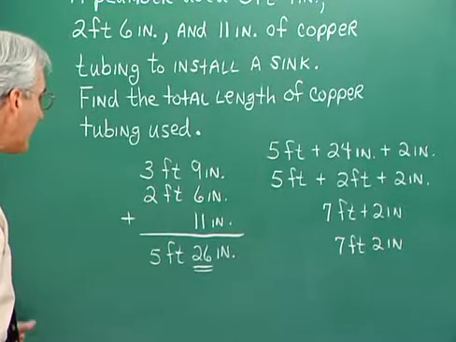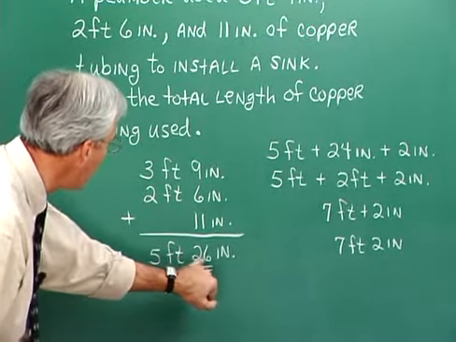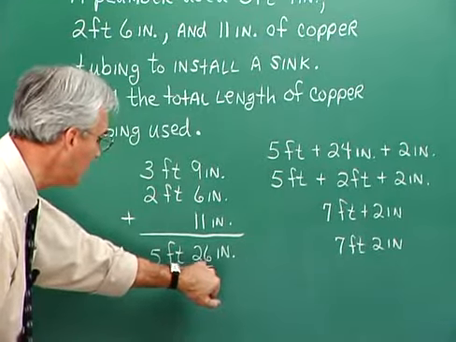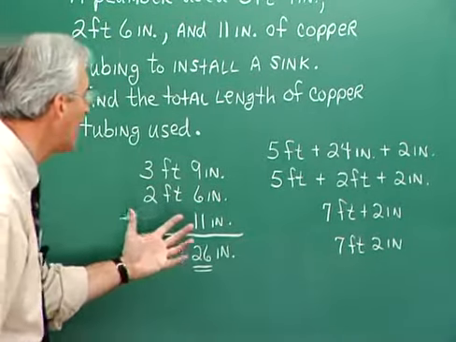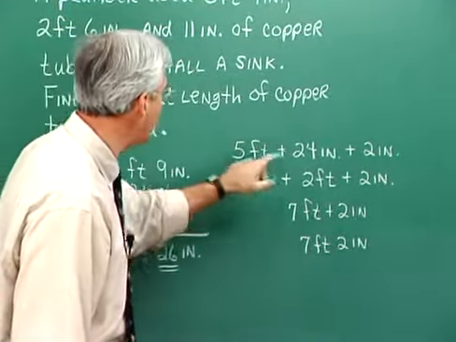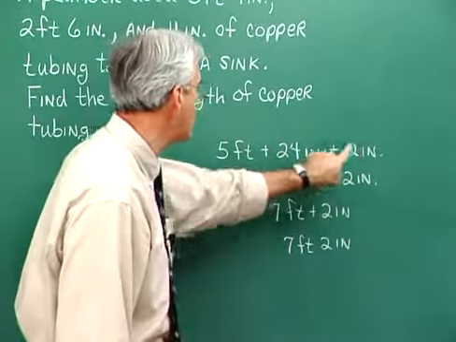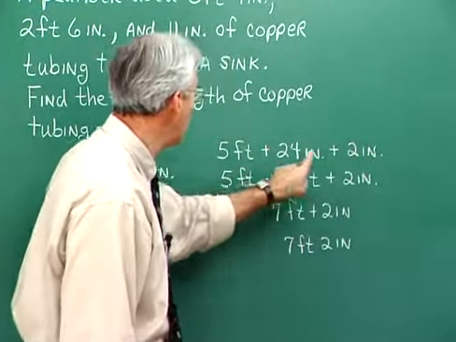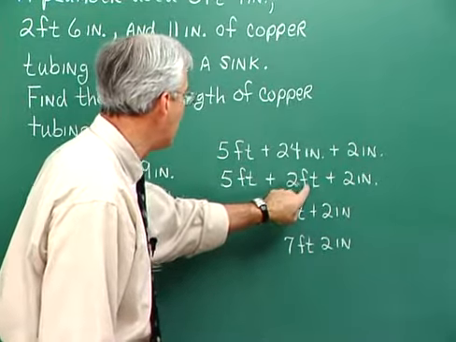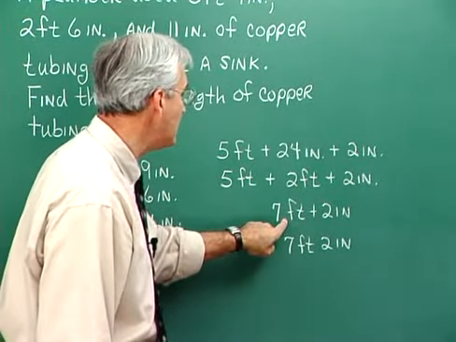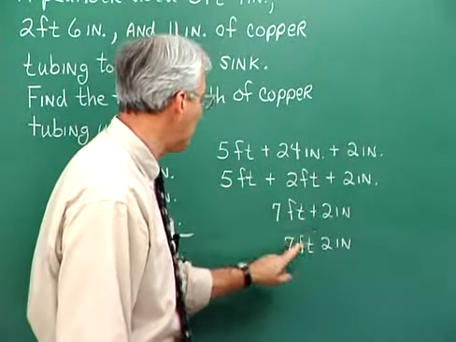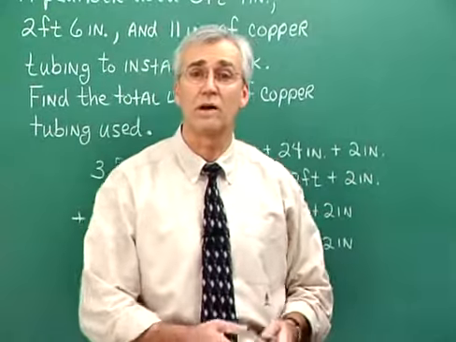And to do that, we can think of, gee, 24 inches is within 26 inches. So we're thinking about it like this. We're thinking, well, let's see, that 26 inches can be written as 24 inches plus 2 inches. You see, and the 24 inches is really 2 feet. And the 2 feet and the 5 feet give 7 feet. So 7 feet and 2 inches, oh, that's 7 feet 2 inches for the total amount of copper tubing.